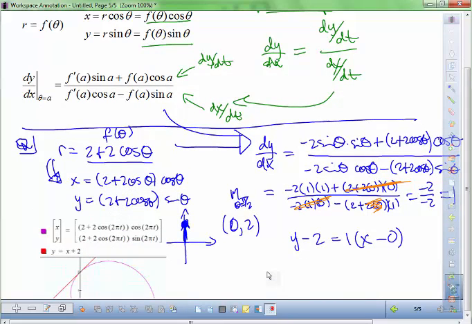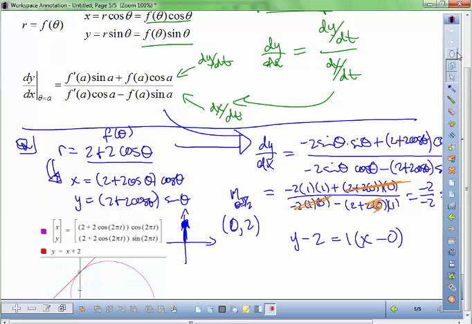Okay, so that's the beginning of the calculus of this. We still need to do some areas and areas of sectors and stuff like that. Oh, we still got 1 minute. Any questions about finding the slope using polar coordinates?